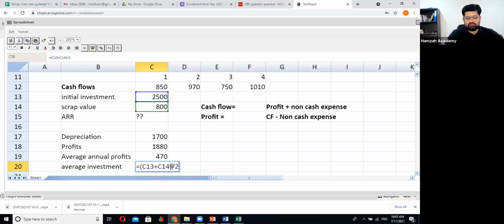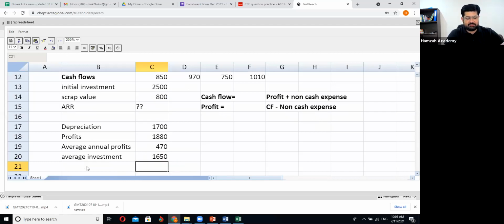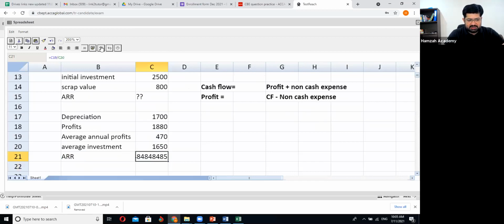Divided by 2. So ARR is equal to average annual profit divided by scrap value, and simply convert it into a percentage from here.